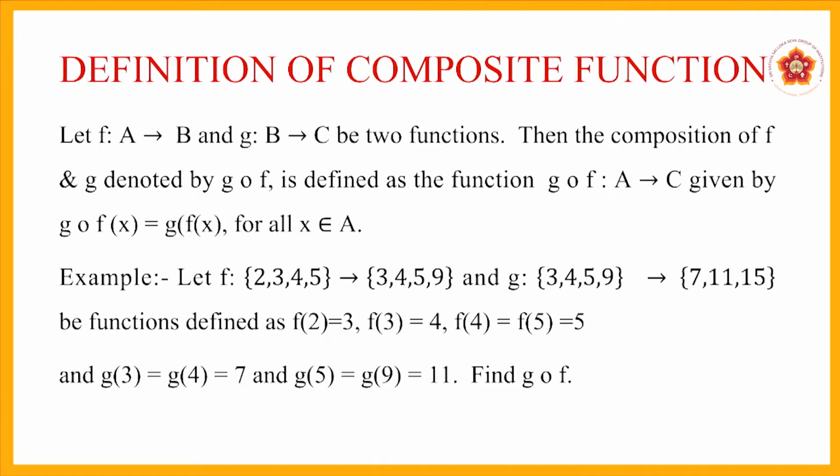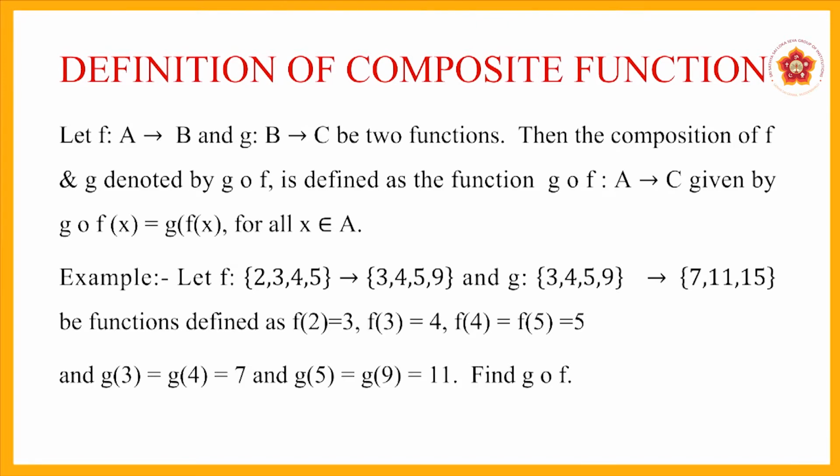This is the function f. Now we have a function g from B to C. 3 has image on 7. 4 also has image on 7. 5 and 9 both have image on 11. This is the diagram. This is the function g. He says find g o f. So how do we find g o f?